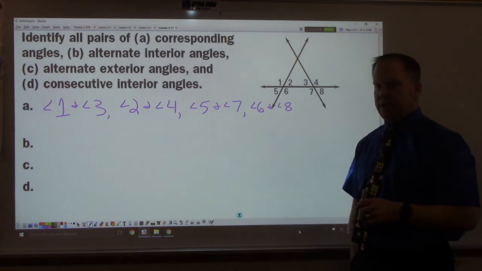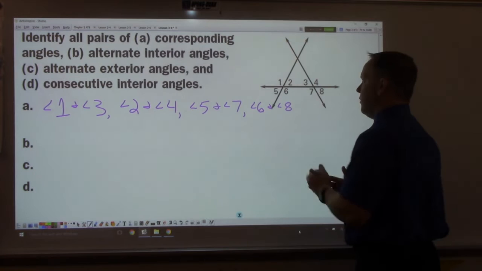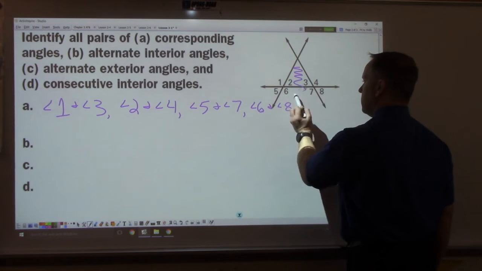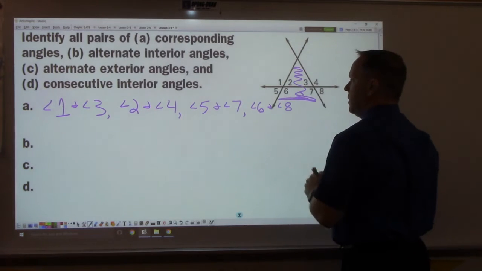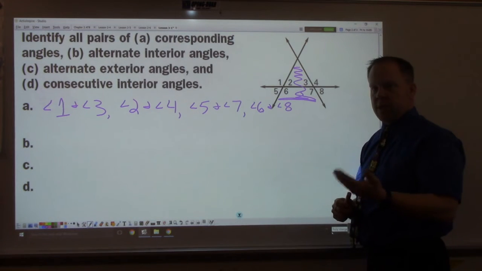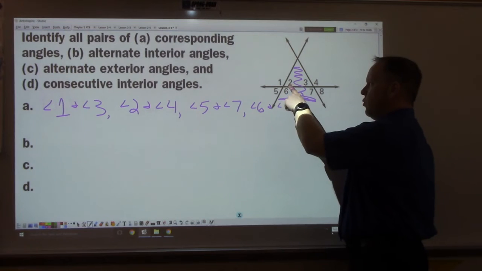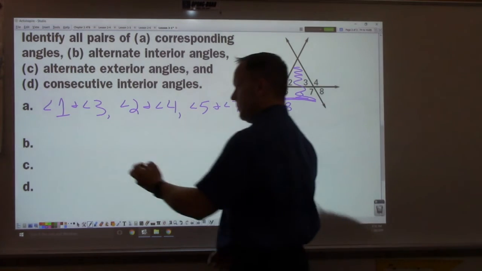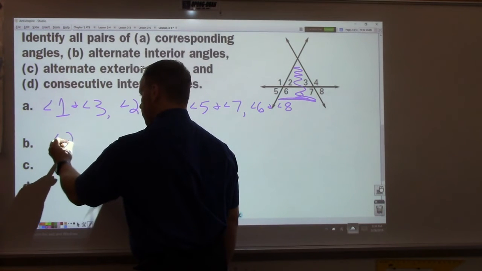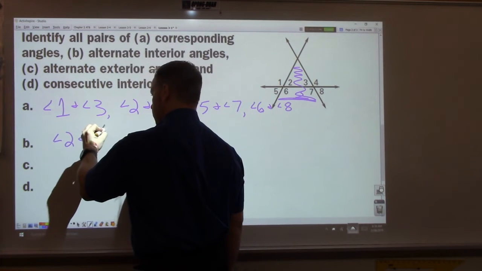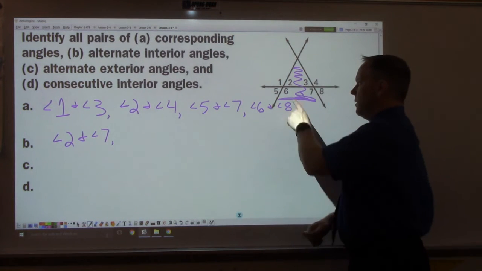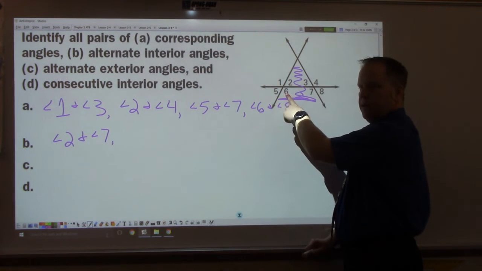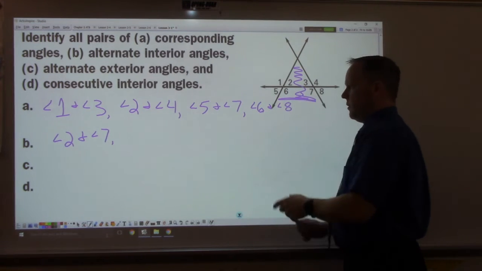B wants alternate interior. Now keep in mind, where is the interior? This would be the interior between these 2 lines. So now you have to alternate, one from the top, one from the bottom. So 2 is alternate interior with angle 7. And the other pair, 6 is alternate interior with angle 3.